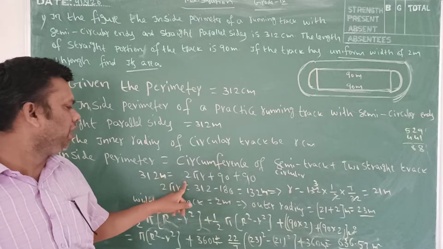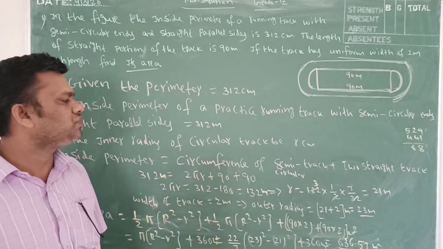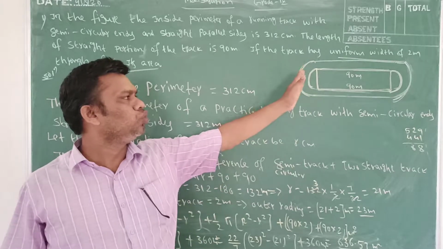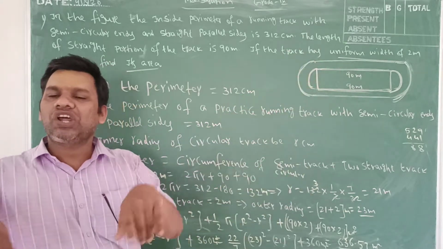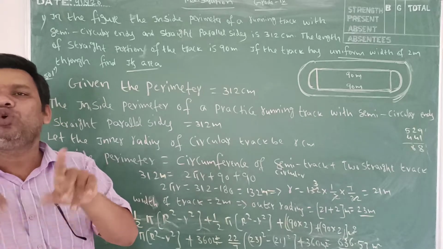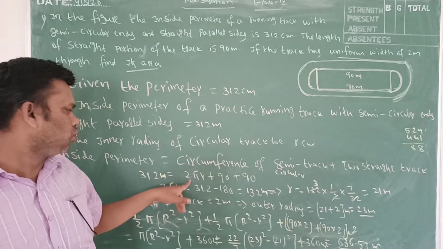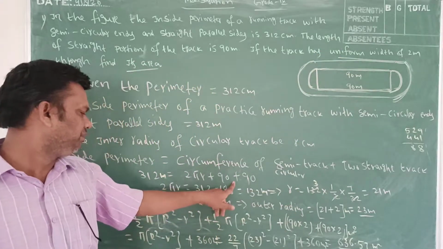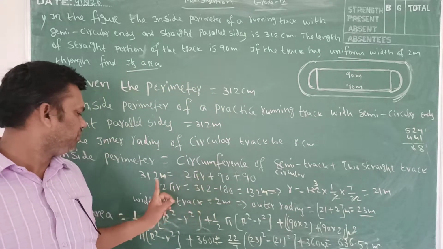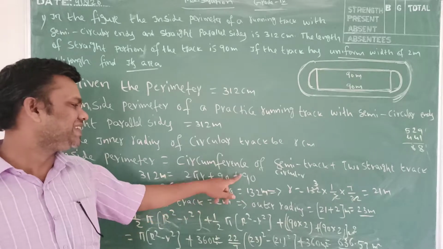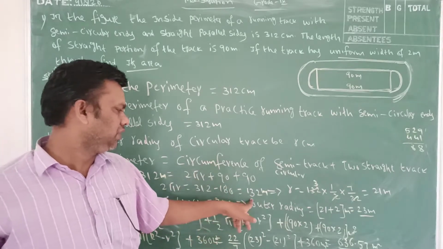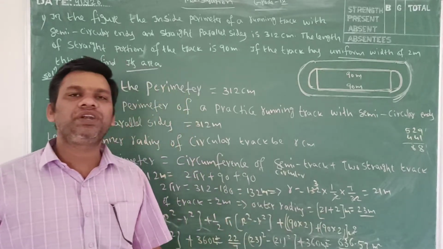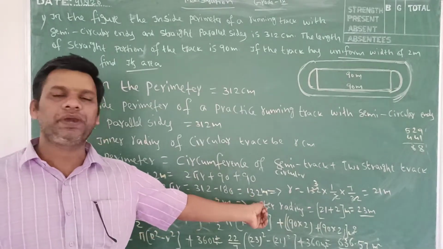That is, 312 meters equals the circumference of the semicircular tracks. Semicircular, how many? Two are there, which together make a circular track with perimeter, circumference 2 pi r, plus the straight portions, 90 meters plus 90 meters. That is 2 pi r equals 312 minus 180, that is 132 meters. So 2 pi r equals 132 meters.